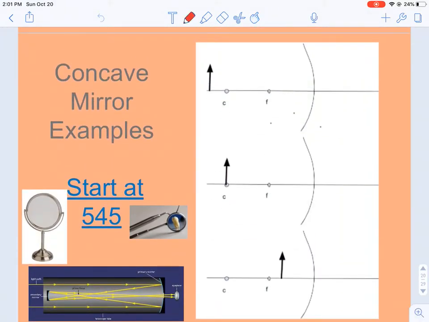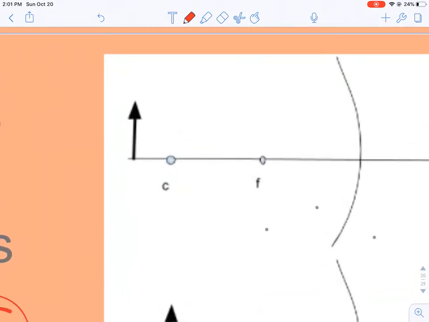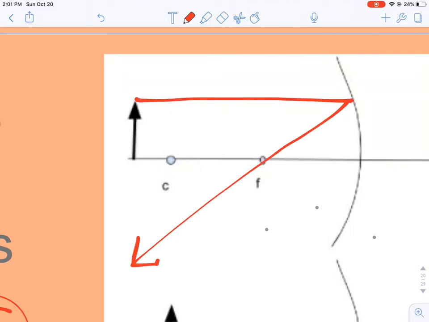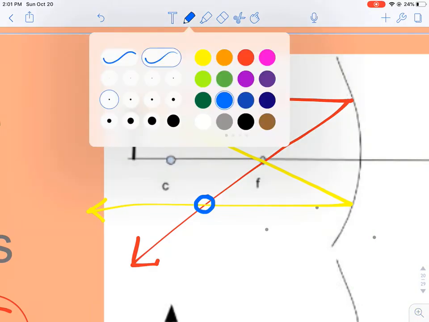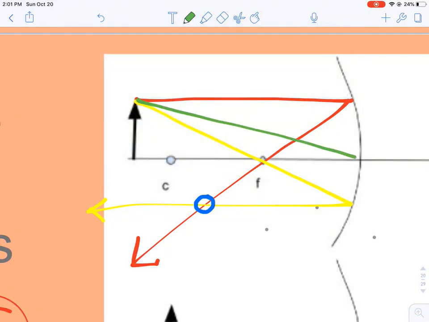So concave mirror examples. You should go and watch this link to do all these examples, because we are just going to do one here together. So the first ray that we draw is straight. Helps to have a ruler here. Straight through the focal point. Next one is opposite of that, through the focal point. And then parallel or straight. Now, already with two, we can see where they're intersecting. But just to be on the safe side, we can draw a third one. And they should all intersect at the same location.